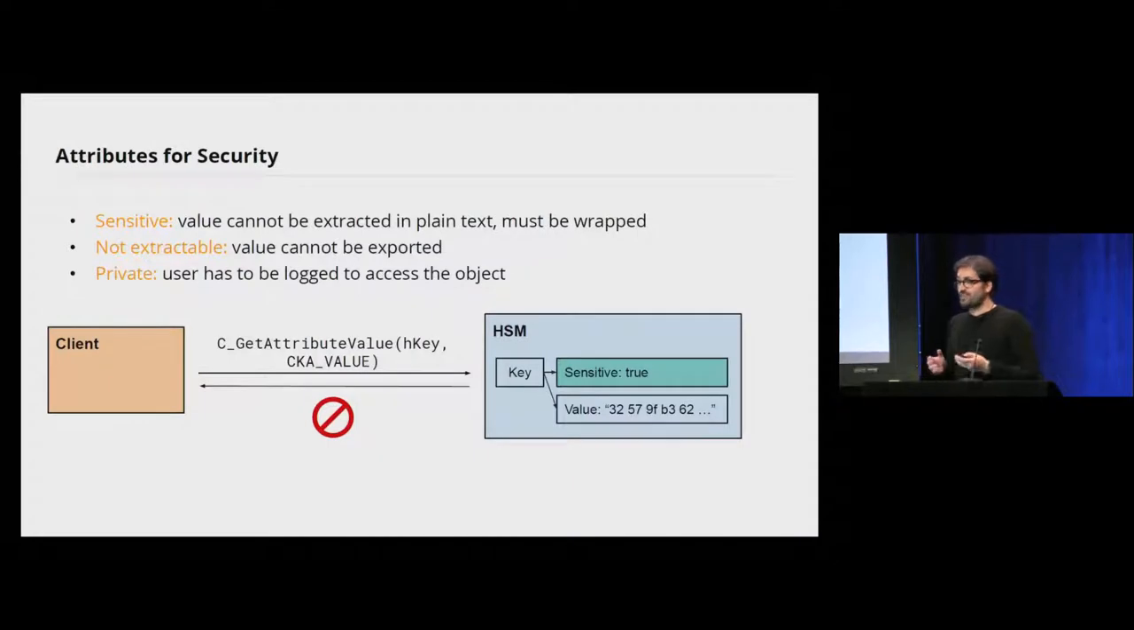And these attributes are critical for security. For example, for an object that has the sensitive attribute, the value of this object cannot be extracted in plain text. It must be wrapped with another key, for example, a key that stays in the HSM. You have an extractable attribute. If the object is not extractable, its value can never be extracted, even if it's wrapped with another key. And another interesting attribute is the private attribute. It means that the user has to be logged in to access the object.